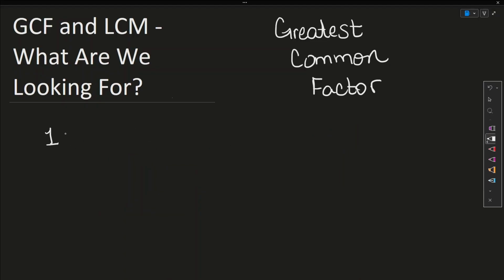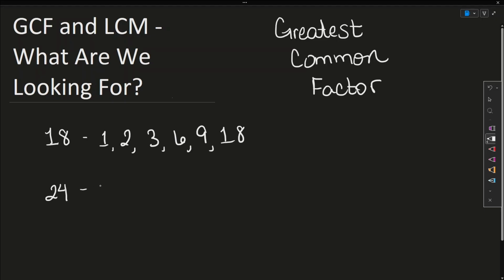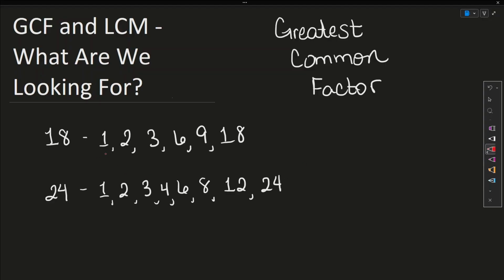Now, let's repeat this for 18 and 24. The factors of 18 are 1, 2, 3, 6, 9, and 18. The factors for 24 are 1, 2, 3, 4, 6, 8, 12, and 24. So what do they have in common? They have a 1, they have a 2, they have a 3, and they have a 6. So the GCF of 18 and 24 is again 6.